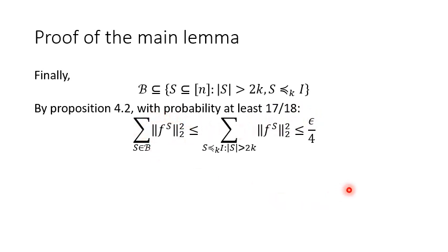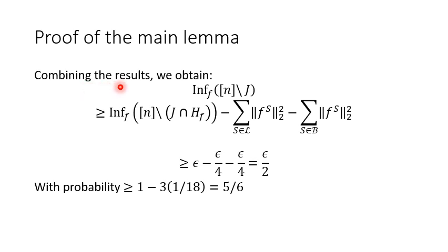So now let's finish the proof. Combining the previous results, we obtain that the influence is bigger than this expression, but we've bounded each of these individual elements by these numbers. So overall, the influence is bigger than epsilon over 2, and that happens with probability 5 over 6, like the lemma requested. From the union bound, the probability that one of the bounds doesn't hold is 3 over 18. So all bounds hold with the complementary probability, which is 5 over 6, just like we wanted.